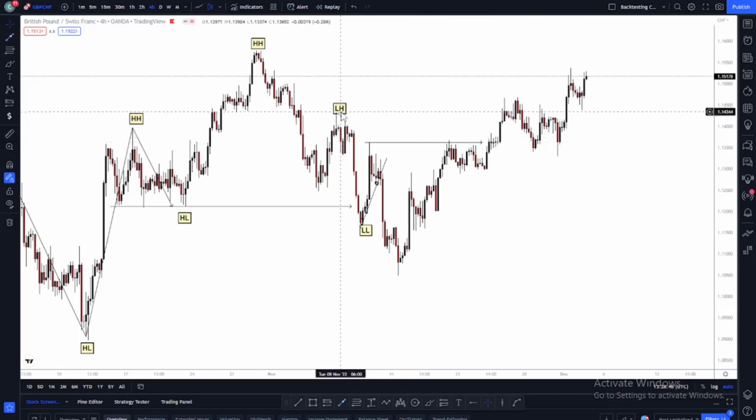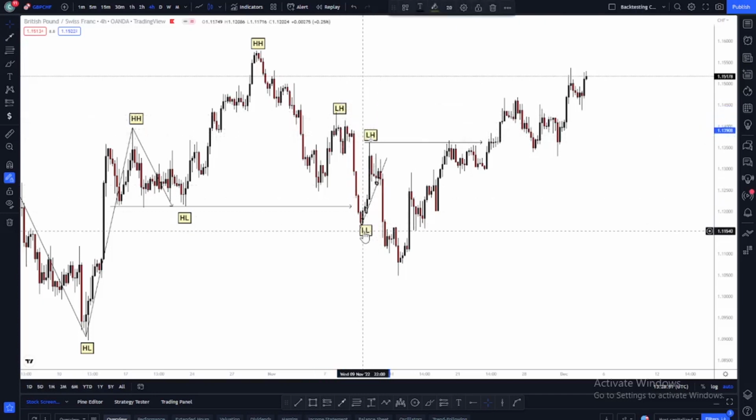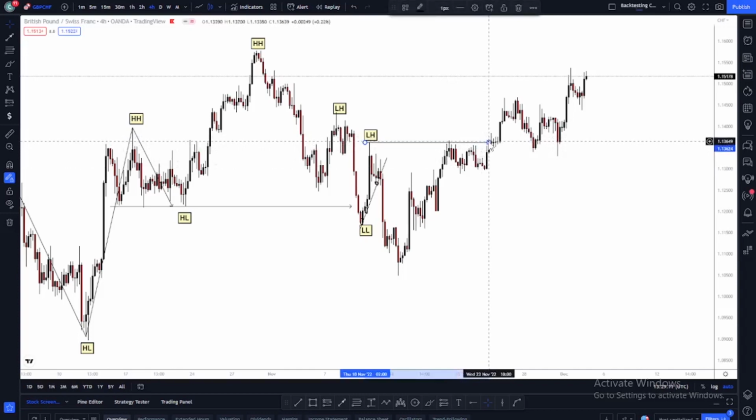Do you all get it? Yeah. So because price closed below this lower low, this becomes our new lower high. So after we identified this new lower high, what did I do? I did the same thing. I waited for price to close above this lower high on my H4 time frame. So after price closed above it, what did I do next?